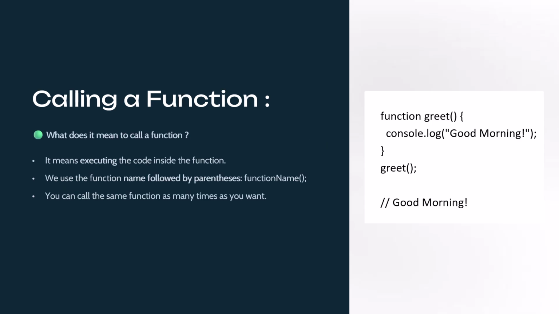So next one is calling a function. What does it mean to call a function? To call or run the function, we just write the function name and round brackets. And in our case, greet is the function. This will run the code inside the function. You can call it many times and it will work each time.